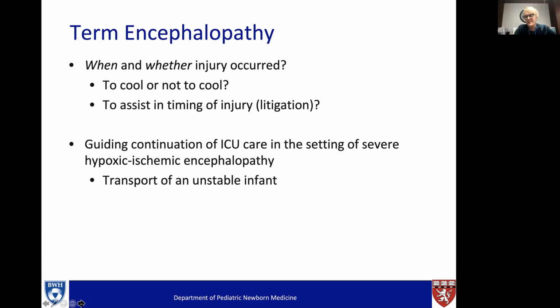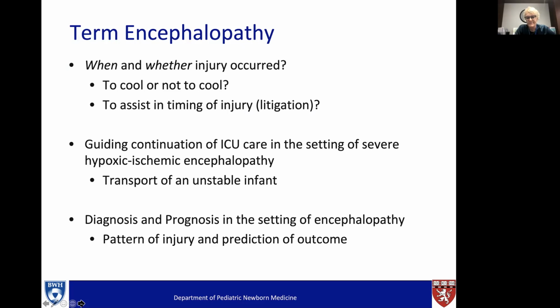It can also help us in decision-making around whether to continue ICU care in the setting of an infant who's severely affected. And this is challenging because it may require the transport of a very unstable baby off the unit to acquire these images. And finally, perhaps the most important thing for the majority of these babies, particularly if they've received hypothermia treatment, is to be able to diagnose what the nature and extent of any brain injury is, because this will predict the prognosis for this infant long term.